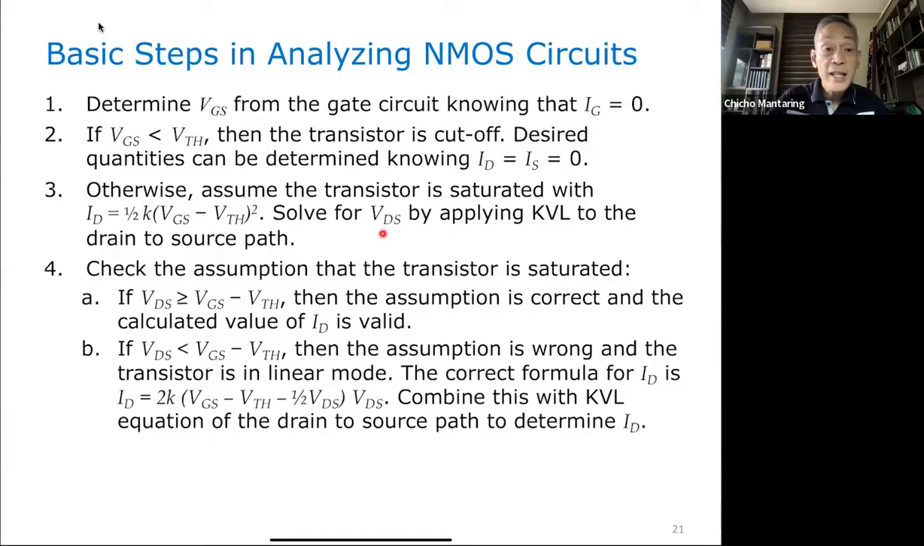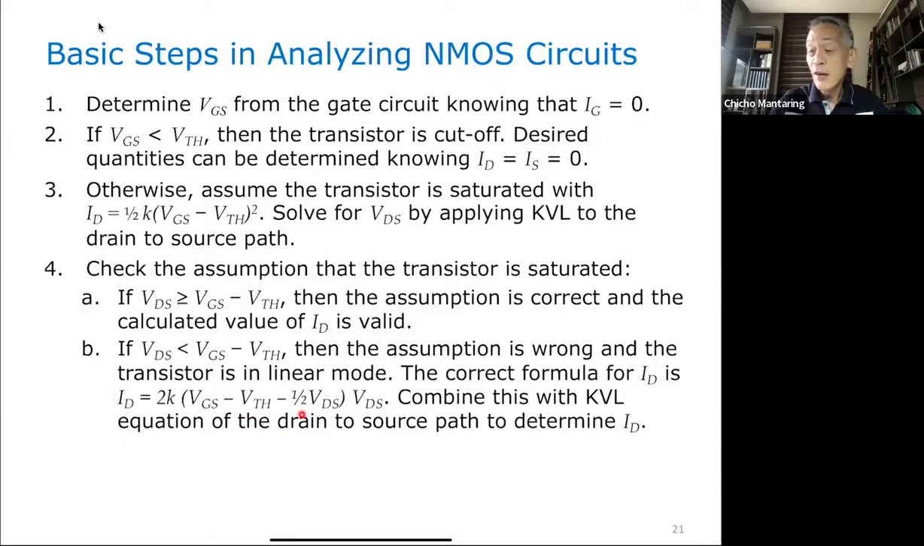After computing for VDS, we have to check our assumption. We compare VDS to VDS SAT, which is VGS minus VTH. If VDS is greater than VDS SAT, our assumption is correct, and the value that we got for I sub D is valid. But if we find that VDS is less than VDS SAT, then our assumption is wrong, and instead of being in saturation, it is in linear mode. Therefore, we have to change our formula to the formula for ID in linear mode, which is this.